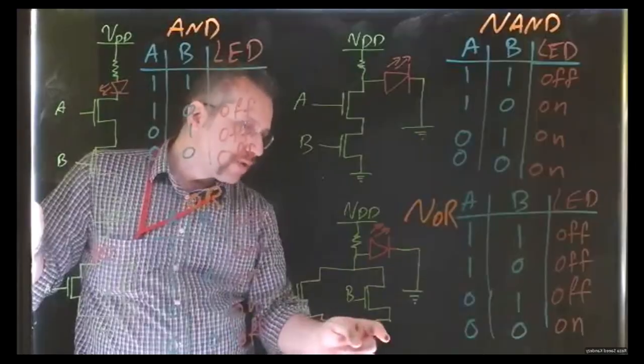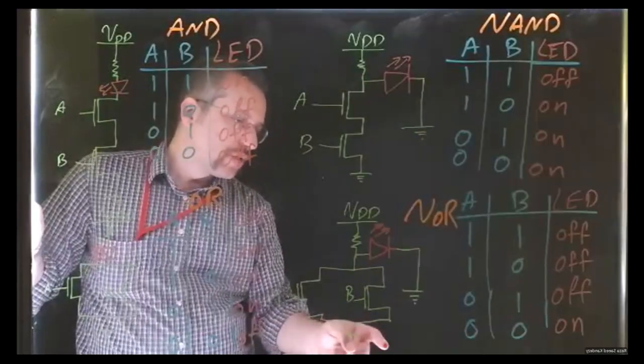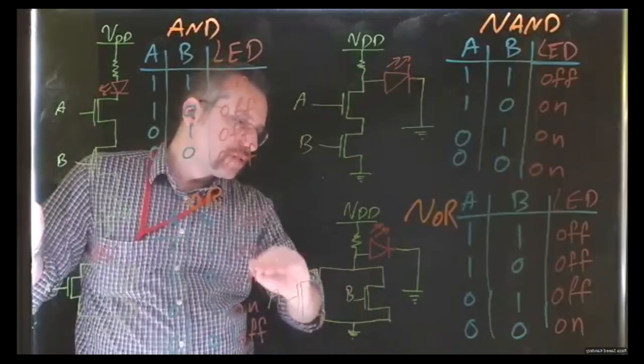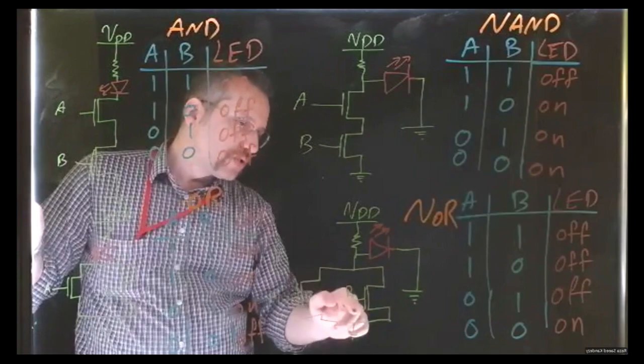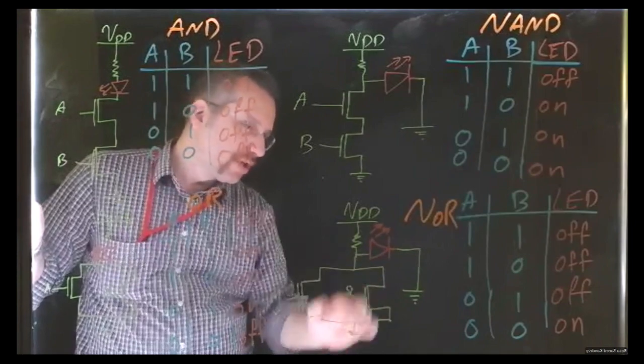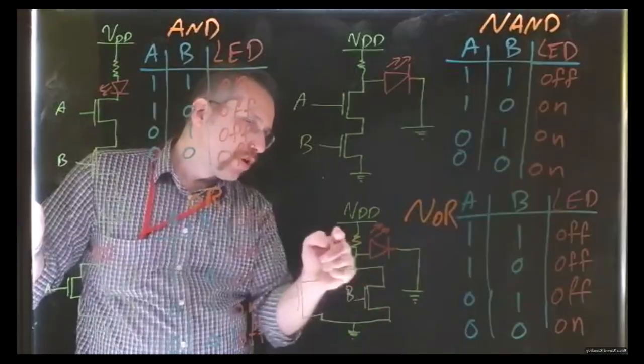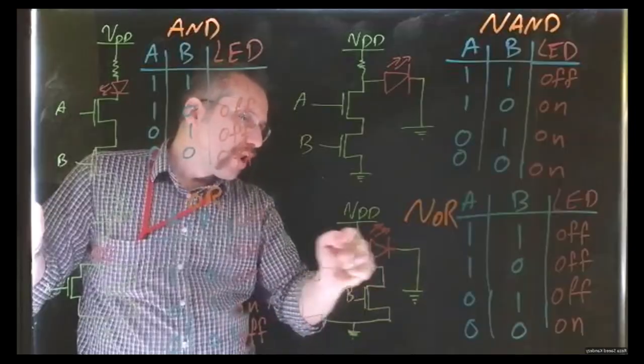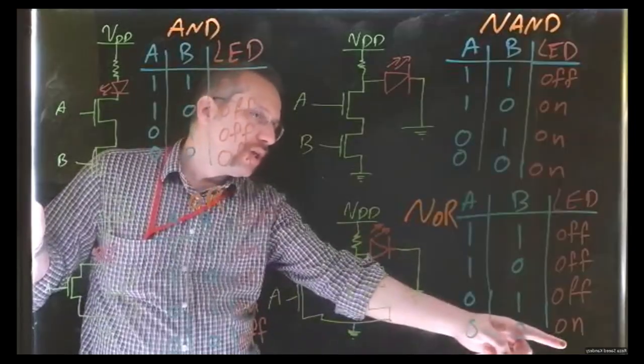Now, if both of them are off, they are not triggered, that means this connection to the ground is off. So both switches are off, so we don't have any connection here. So the path for the current would be from the source to the resistor to the LED to the ground. So now we have a current, so the LED is on.